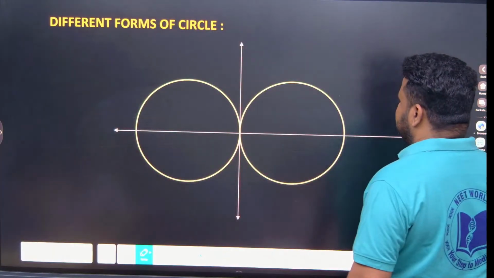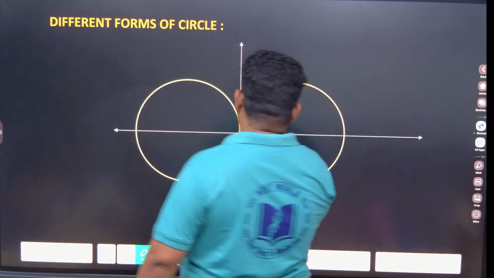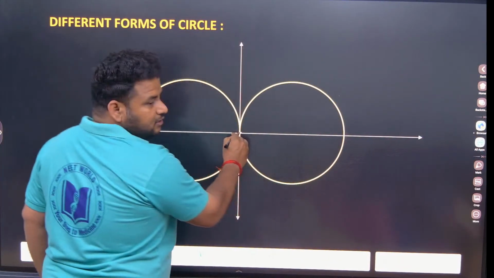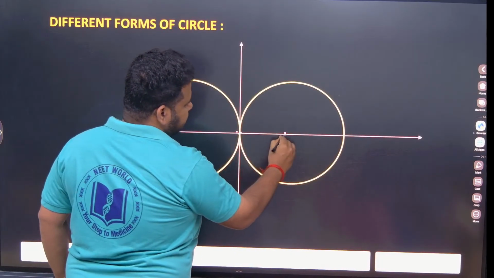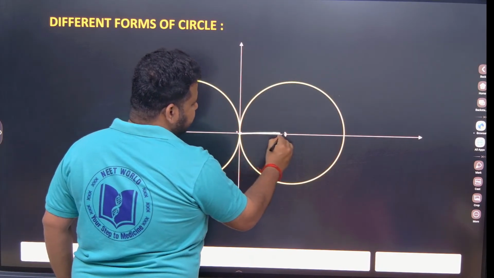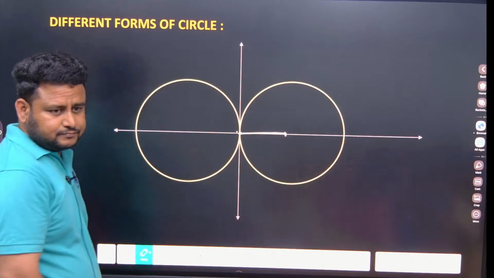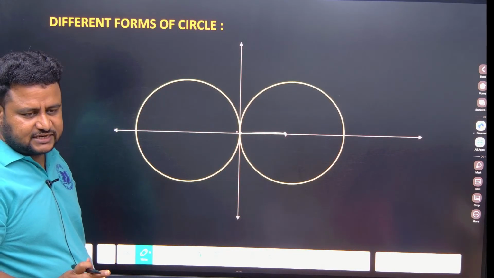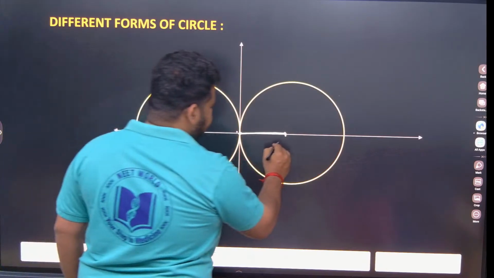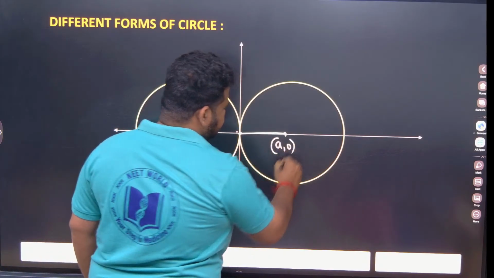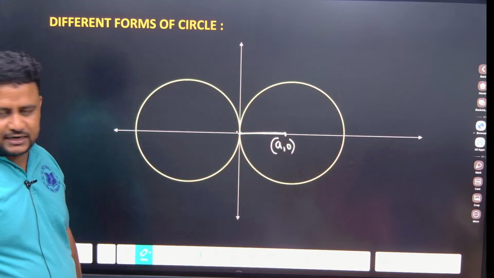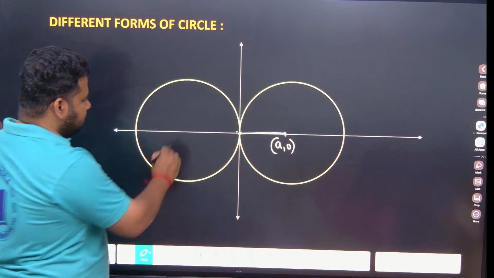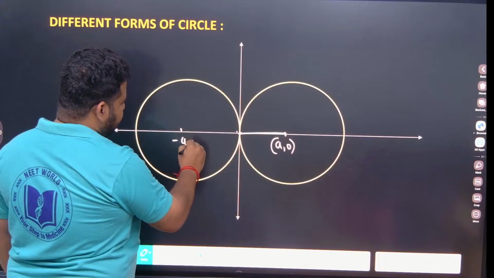Next one, different forms of a circle. See here, this is the point, and this is the center. My question: the center is at which axis? The x axis. So this will be (a, 0), correct? And this will be (minus a, 0).